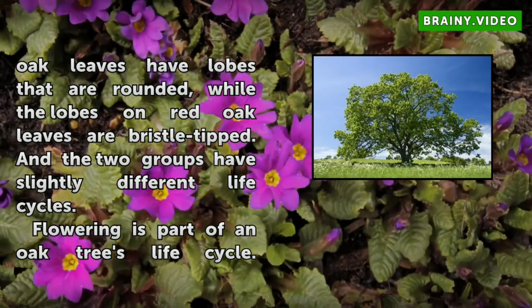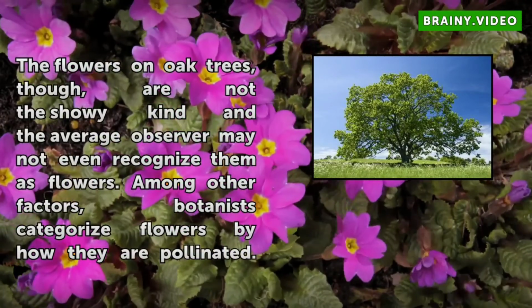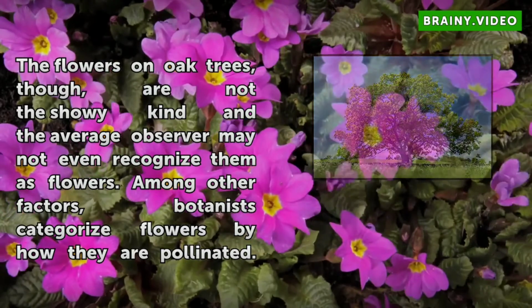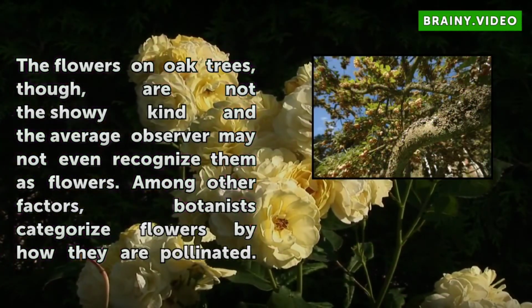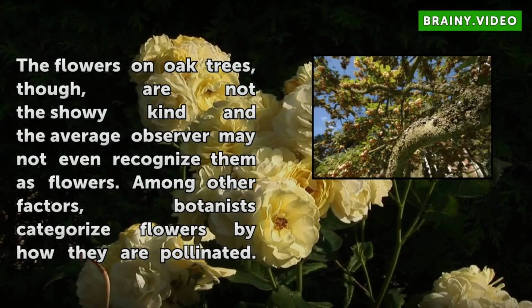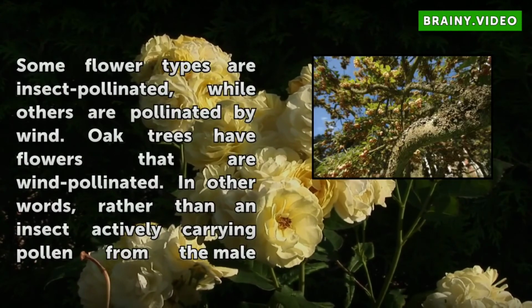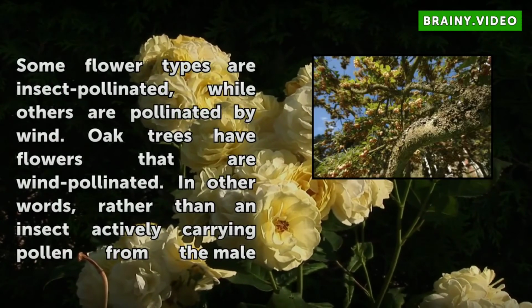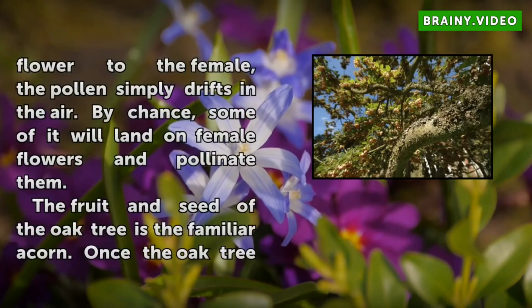Flowering is part of an oak tree's life cycle. The flowers on oak trees, though, are not the showy kind, and the average observer may not even recognize them as flowers. Among other factors, botanists categorize flowers by how they are pollinated. Some flower types are insect-pollinated, while others are pollinated by wind. Oak trees have flowers that are wind-pollinated. In other words, rather than an insect actively carrying pollen from the male flower to the female, the pollen simply drifts in the air. By chance, some of it will land on female flowers and pollinate them.